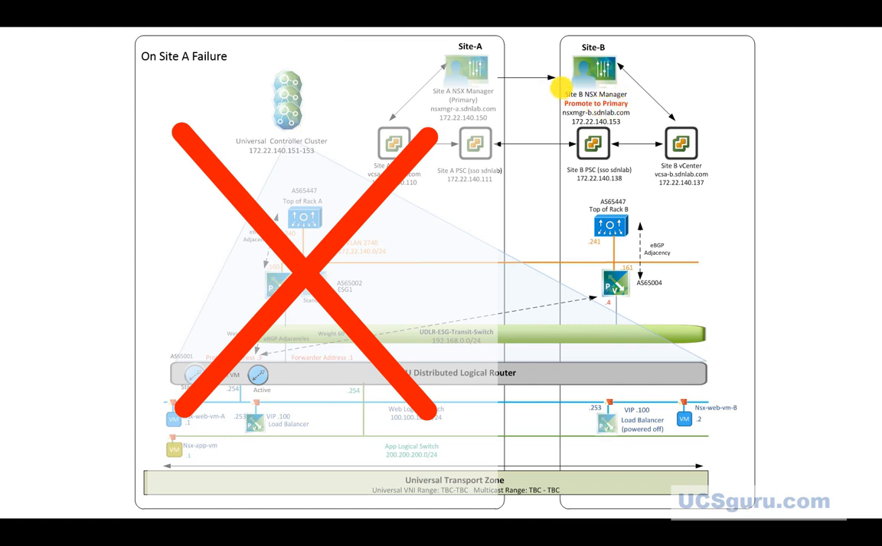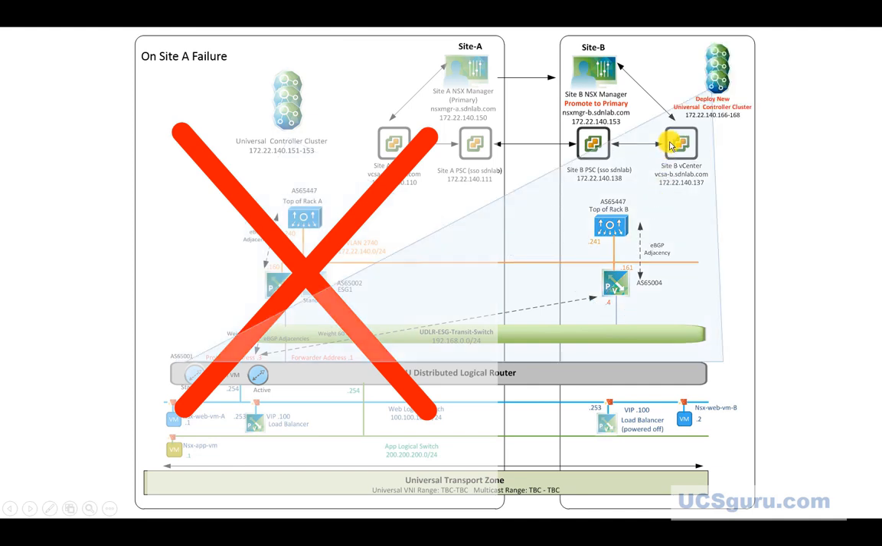And that's one thing I guess to bear in mind, is that the primary and secondary roles only relate to universal objects. While that's the secondary NSX Manager, it obviously is also fully in control of its local non-universal objects, so things like these ESGs here and what will be our load balancer. So again, that's now our primary NSX Manager.